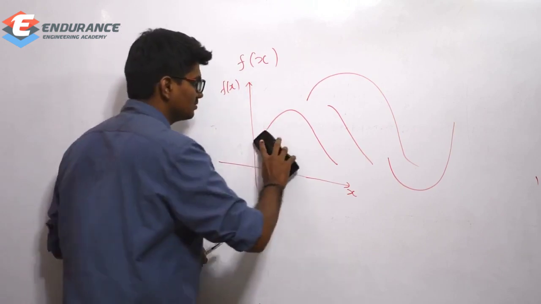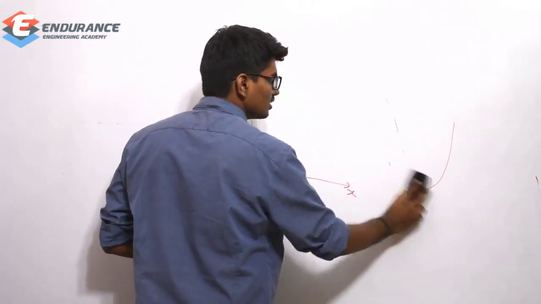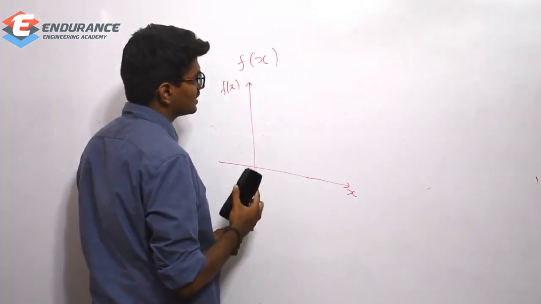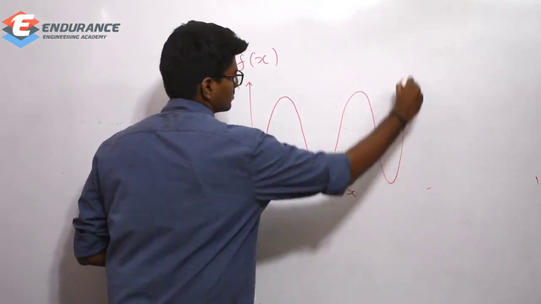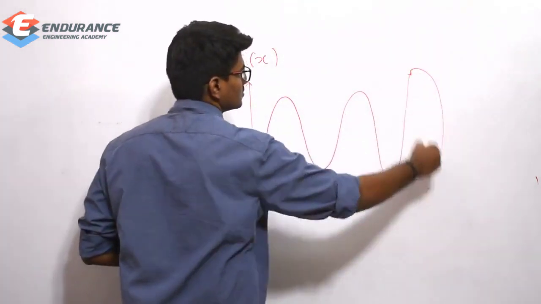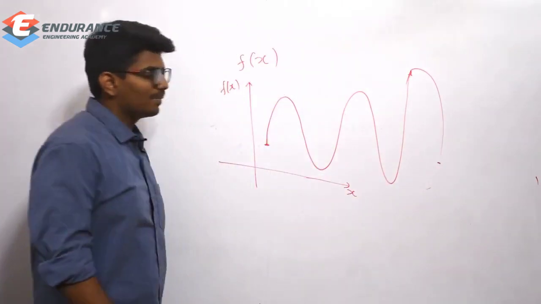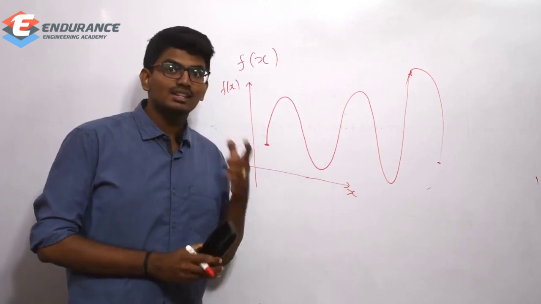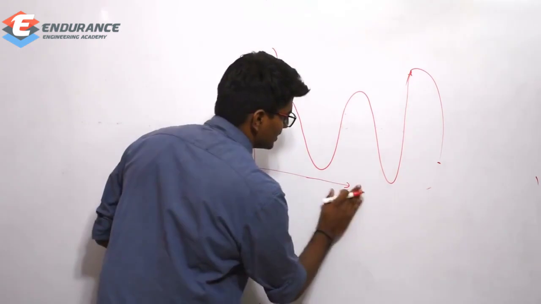For instance, let us take the curve as varying like this. The curve is varying between these 2 points. So maxima means where the curve reaches the maximum f of x value. Let me say it again.